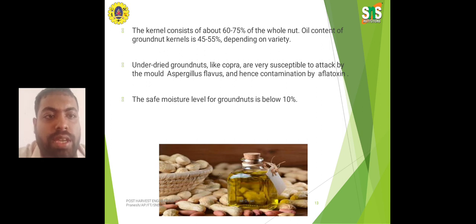Under-dried groundnuts, like chopra, are very susceptible to attack by the mold Aspergillus flavus and hence contamination by aflatoxin. The safe moisture level of groundnut is below 10%. That is, if the moisture level is below 10%, there will be no deterioration and it is safe to use. The picture you have seen here is the groundnut oil.